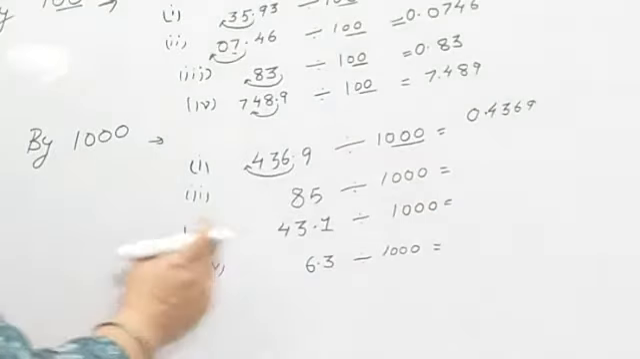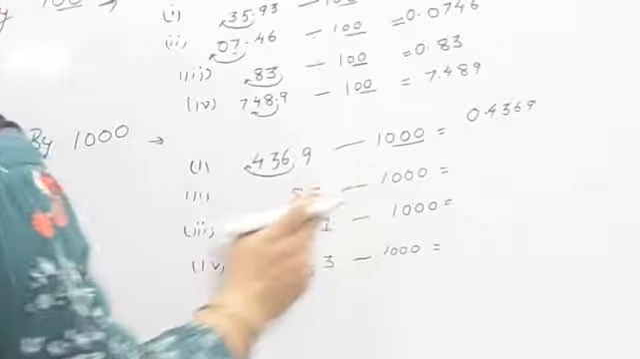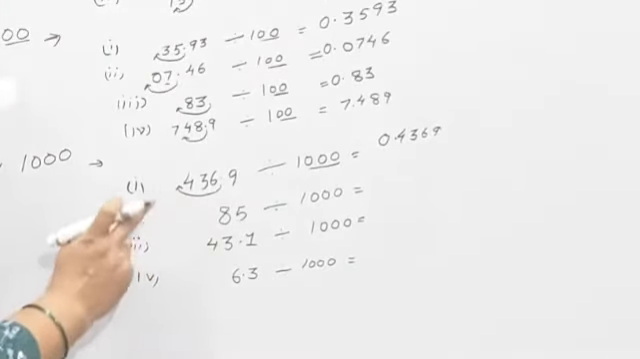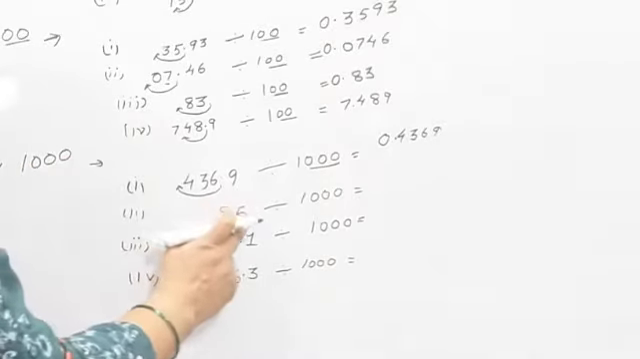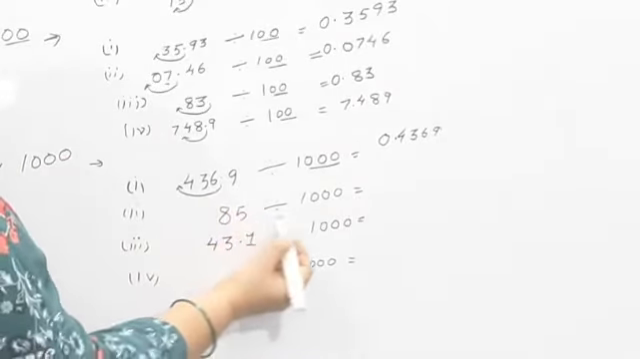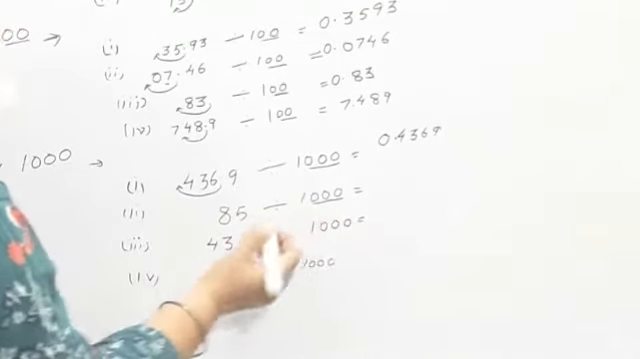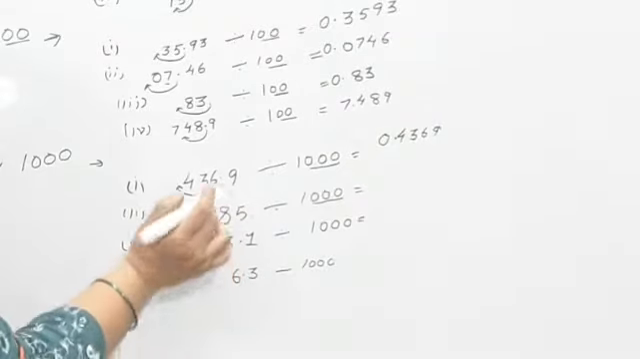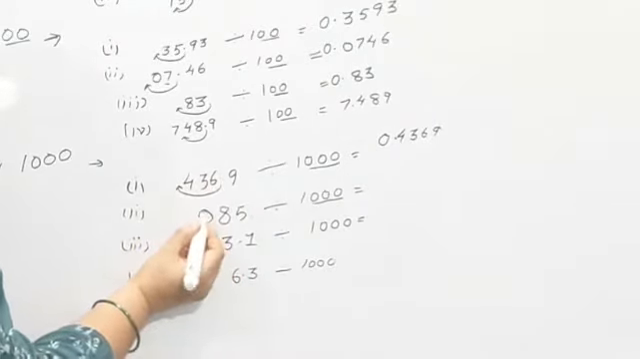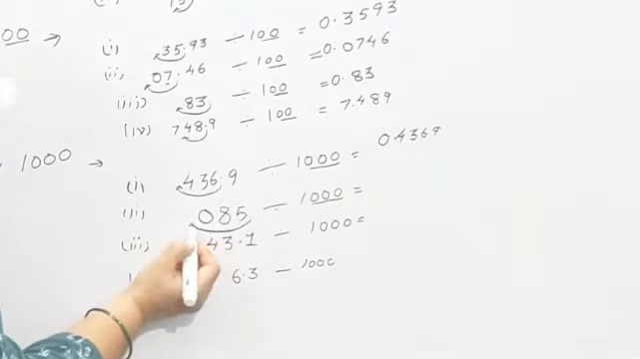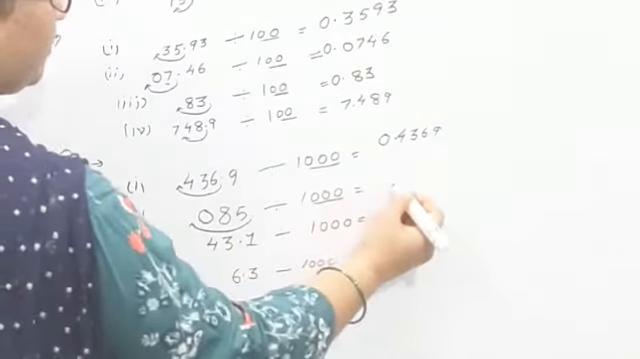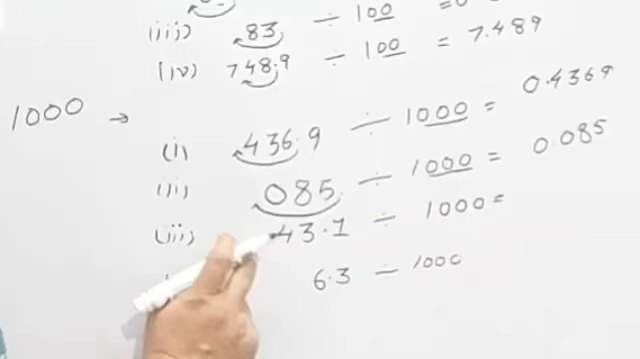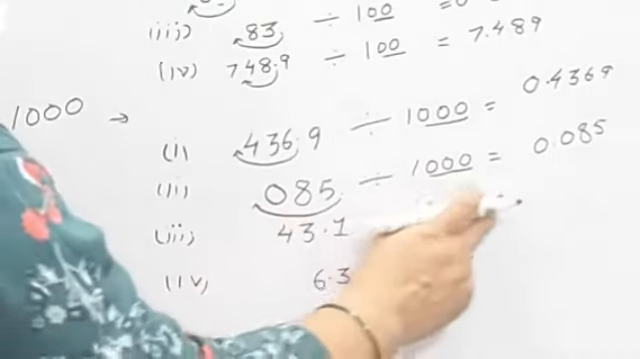Question number 2, 85 divided by 1000. It's a whole number, and in case of a whole number, decimal lies just right after the last digit. So it's here. So according to the number of zeros, let us shift the decimal 3 places to the left, but we have only 2 digits. We'll add 0 in the direction of shifting of decimals. So when you bring the decimal here, it becomes 0.085.